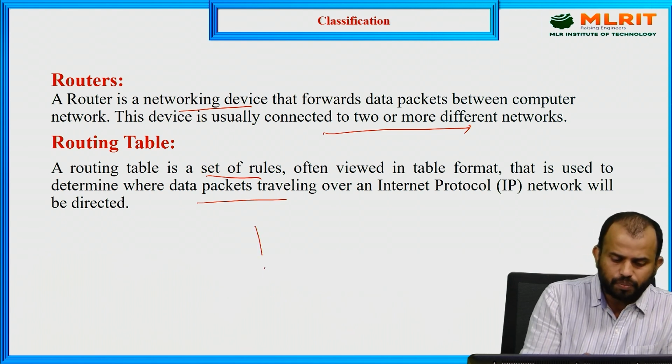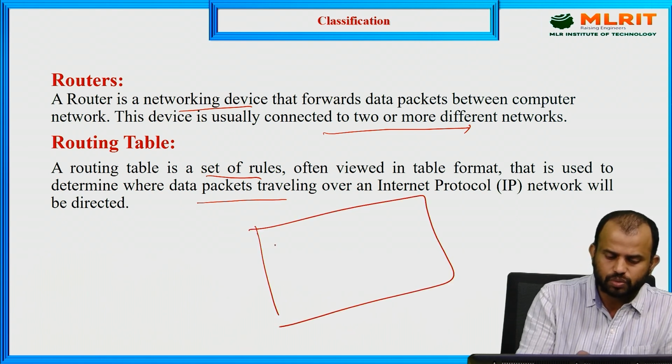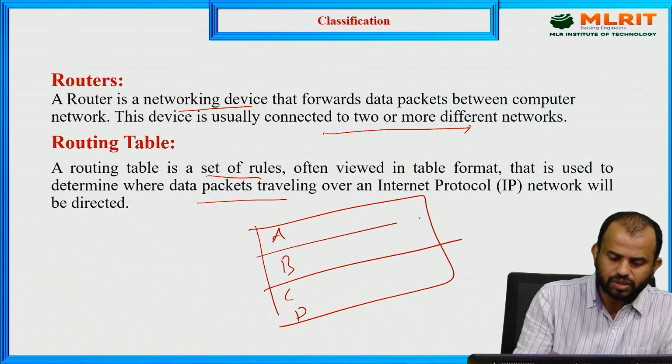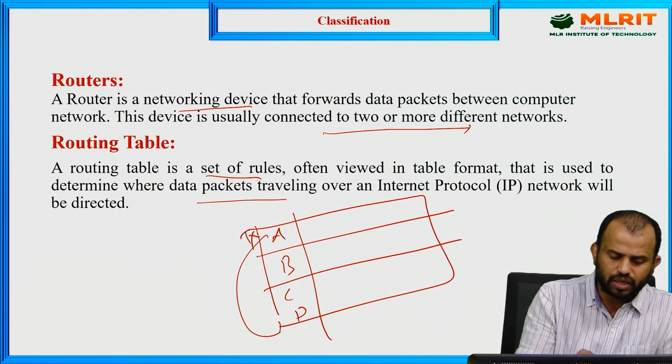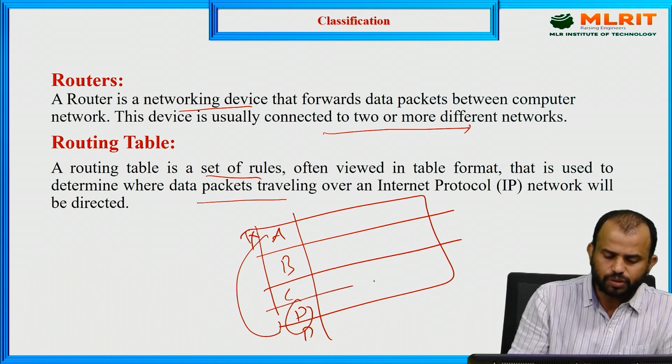So for example, here the routing table is similar like this only. We have a routing table with B, C, D. I need information transmitted from A to D through B. So A is my transmitter and D is my destination. Which path should I choose?